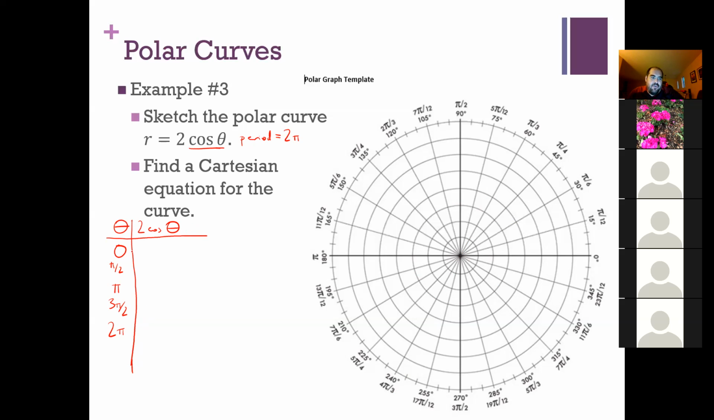So I know when theta equals 0, r will be 2. When theta equals pi over 2, r will be 0. Cosine pi is -1, so it'll be -2. 3 pi over 2 is back to 0, and then this one is back to 2.